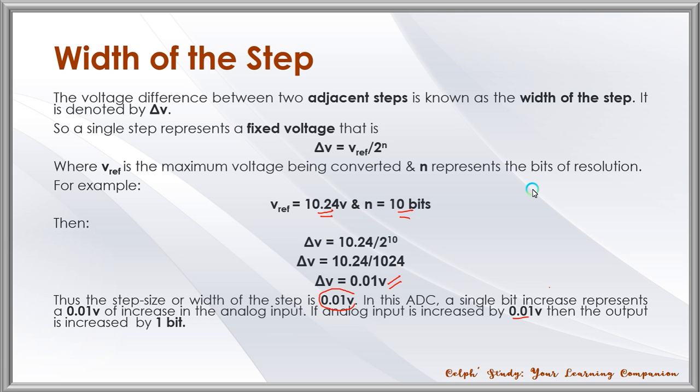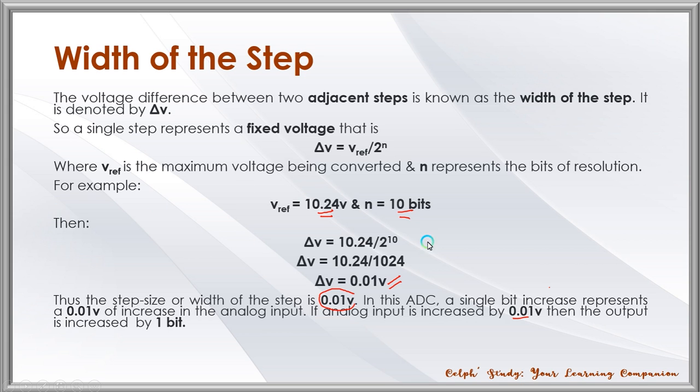Another parameter na kinahanglan naton maintindihan is the width of the step. Ano yung width of the step? The voltage difference between two adjacent steps is known as the width of the step. It is represented by delta V, that means we have a difference. So a single step represents a fixed voltage, that is your delta V, represented by your reference voltage divided by 2 raised to the power of n. So take note of the formula for the width of the step, where Vref is the maximum voltage being converted, and n represents the number of bits of resolution.